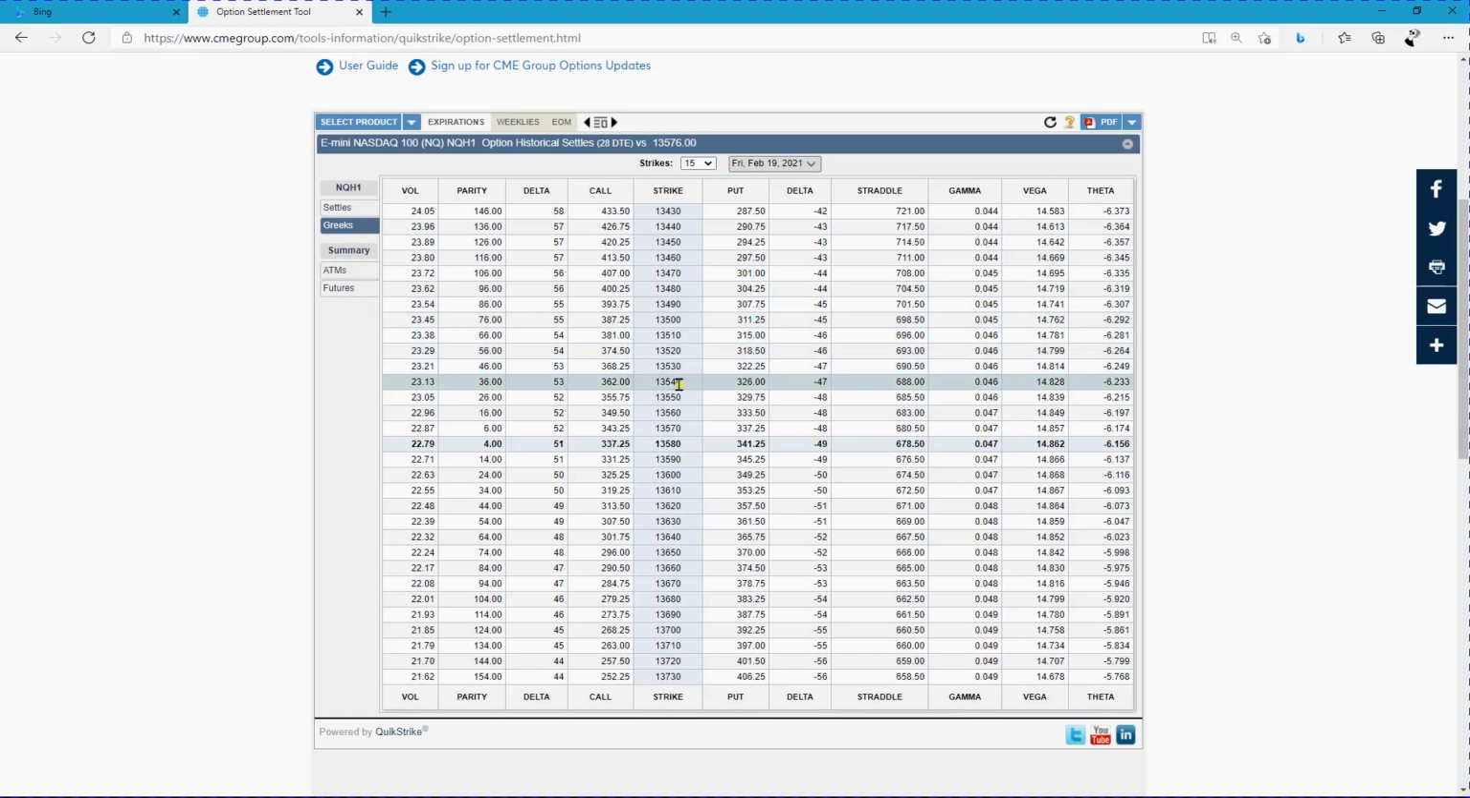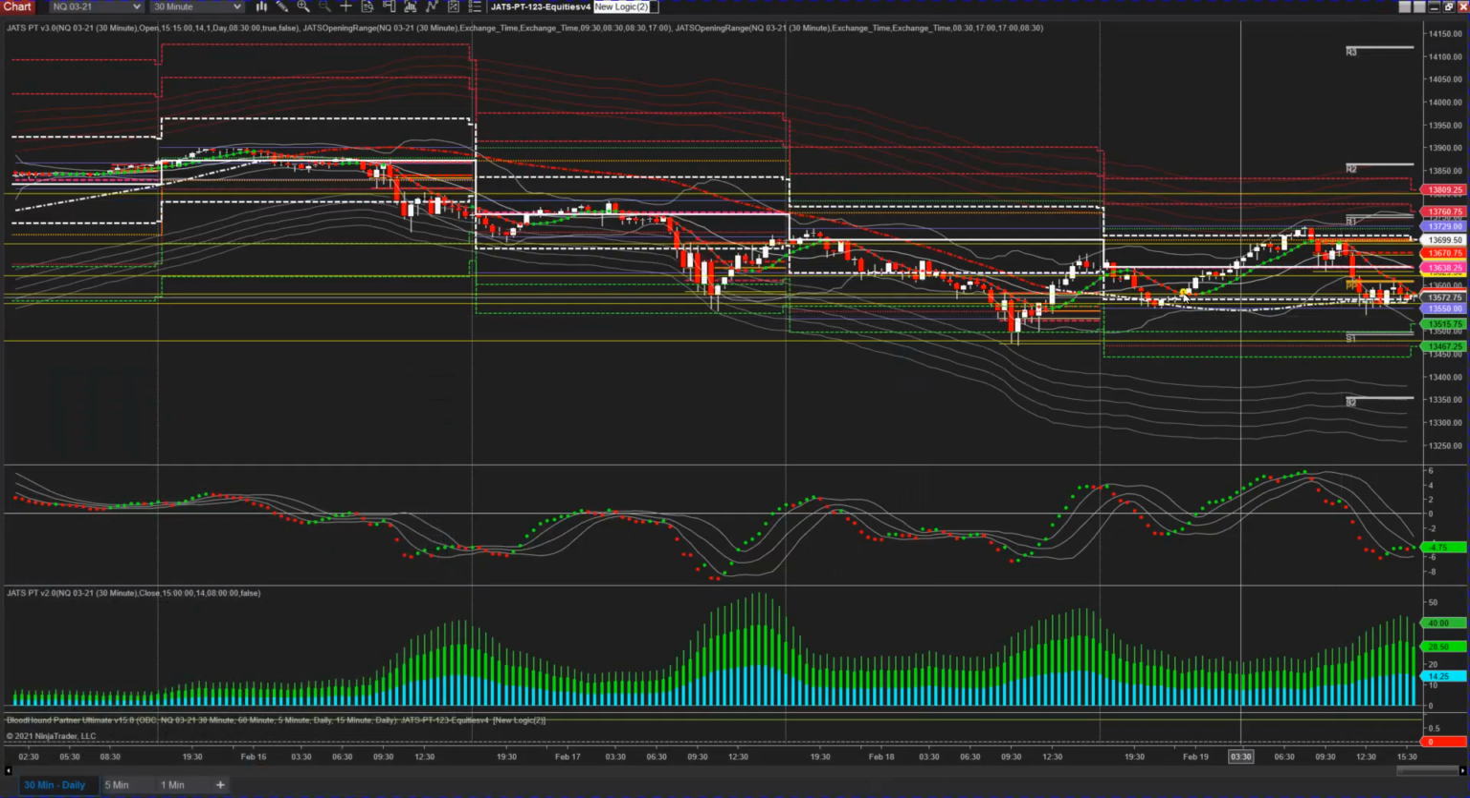510, 560, 620, 690. And annotate the chart with those gamma levels.